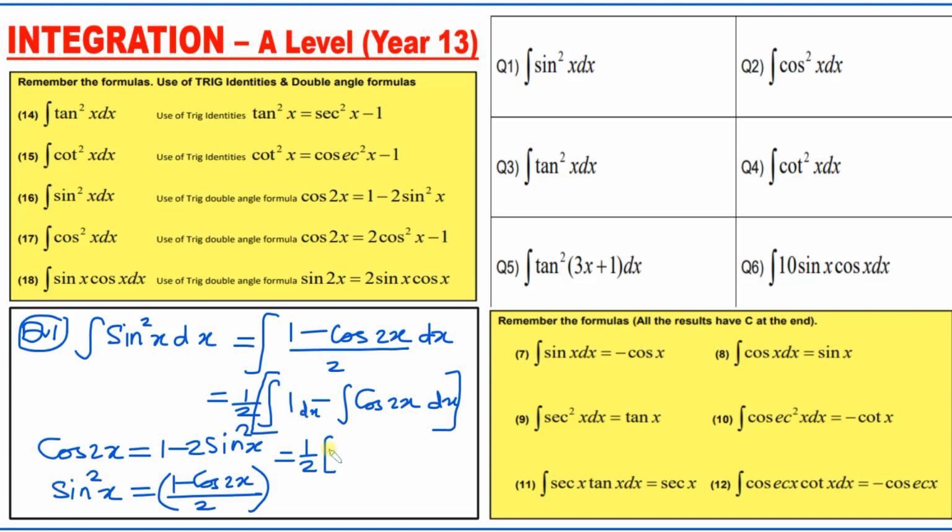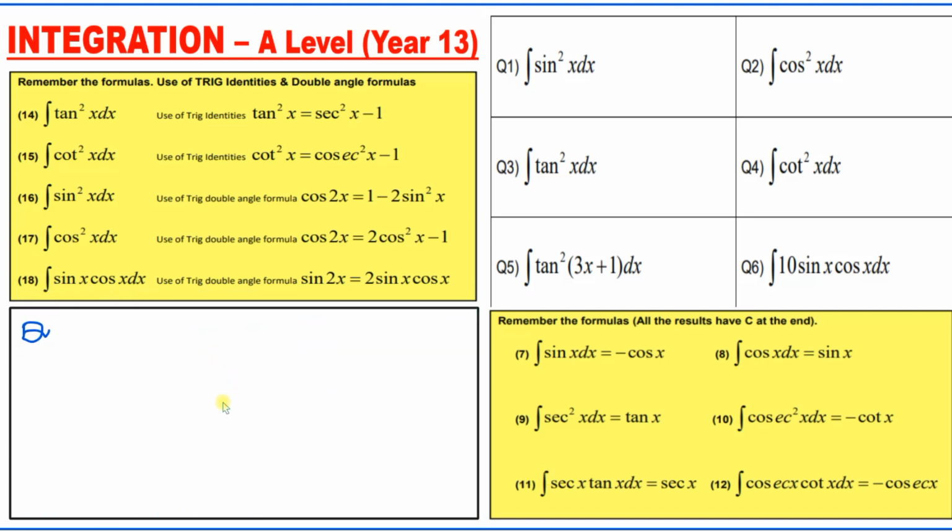Now integrating 1 gives x, minus the integration of cos 2x, which is sine 2x over 2. For sine 2x, you need to divide by the coefficient of x, which is 2, and that is the answer. Plus c always comes as an integration constant. That is question number 1, and we are going to do question number 2 as well.